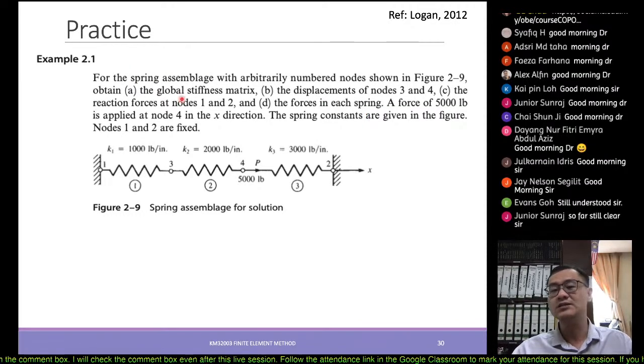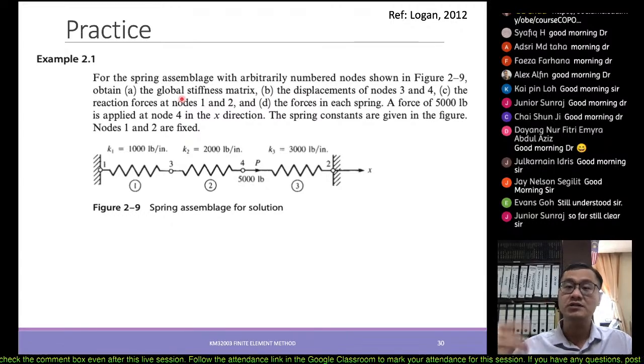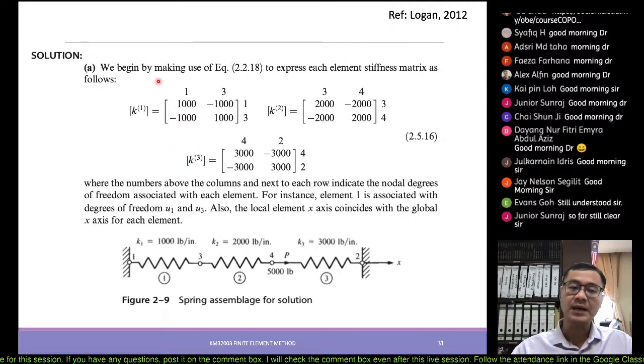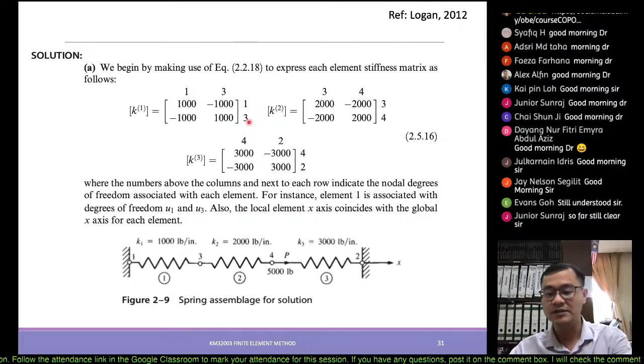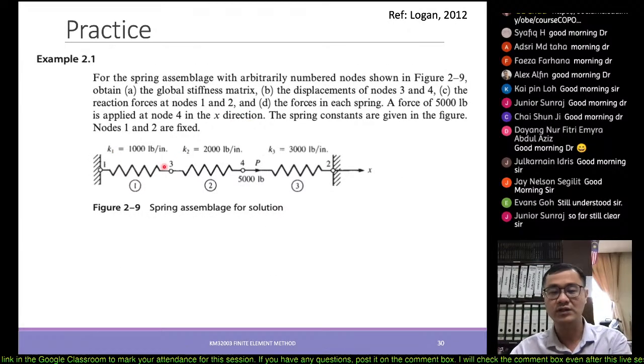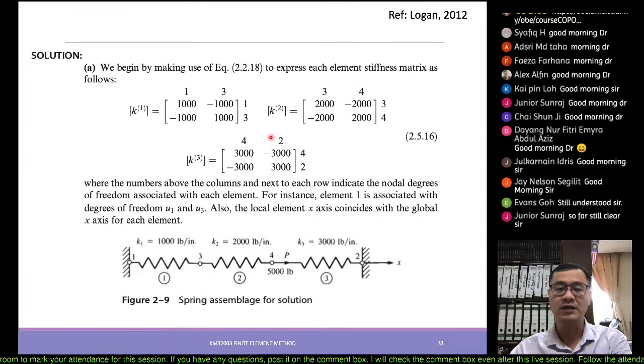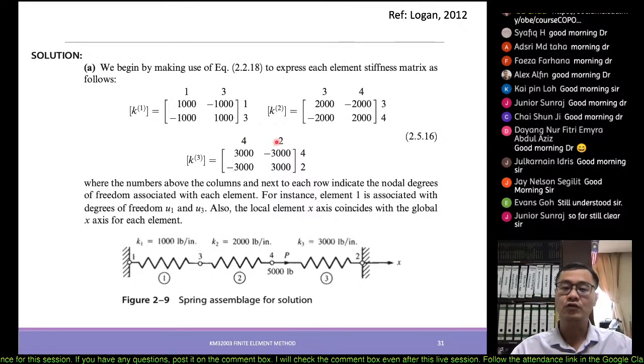Global stiffness matrix, very straightforward. We can use the direct stiffness matrix equations to formulate it. What you need to do is make sure the numbering is correct. Once the numbering is correct, you just write the first one, K1, minus K1, minus K1, K1, and we put 1 3, 1 3. Is it 1 3, 1 3? Yeah, 1 3, 1 3. Then 3 4, 3 4 and 4 2, 4 2.